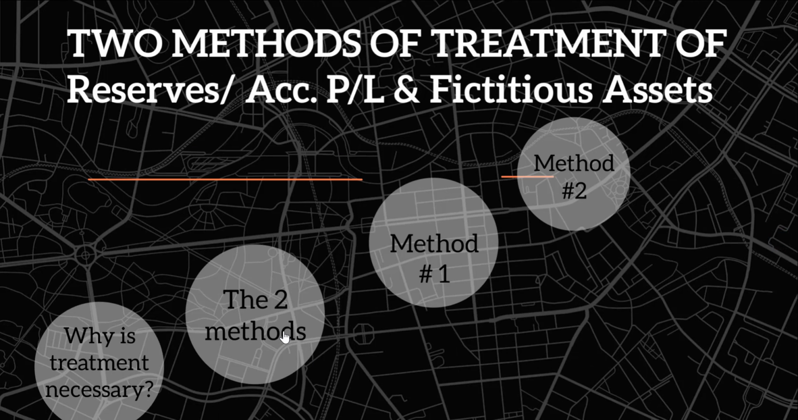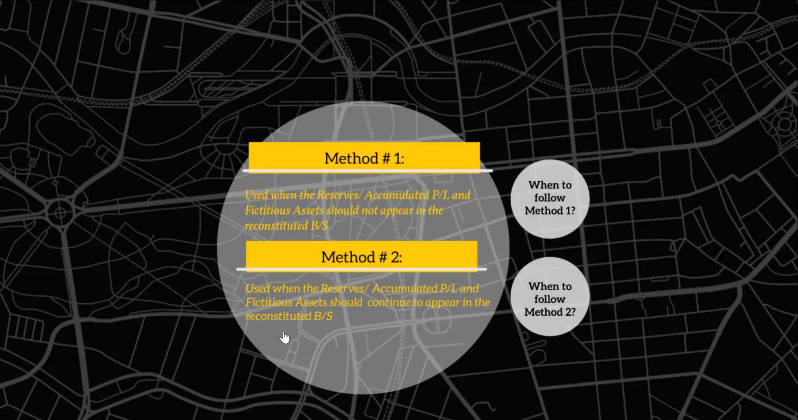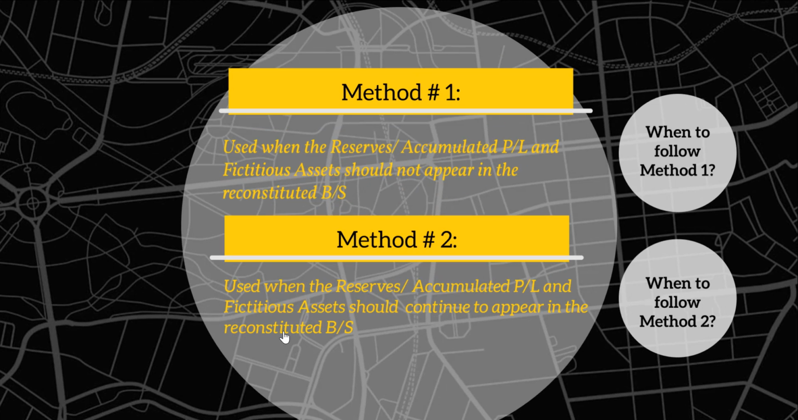When should each of the two methods, method 1 and method 2, be used? Method 1 is used when the reserves and accumulated profits and losses and the fictitious asset should not appear in the reconstituted balance sheet. And method 2 is used when the reserves, accumulated profits and losses and the fictitious assets should continue to appear in the reconstituted balance sheet. The reconstituted balance sheet is a balance sheet which is prepared after taking into effect the retirement of partner.